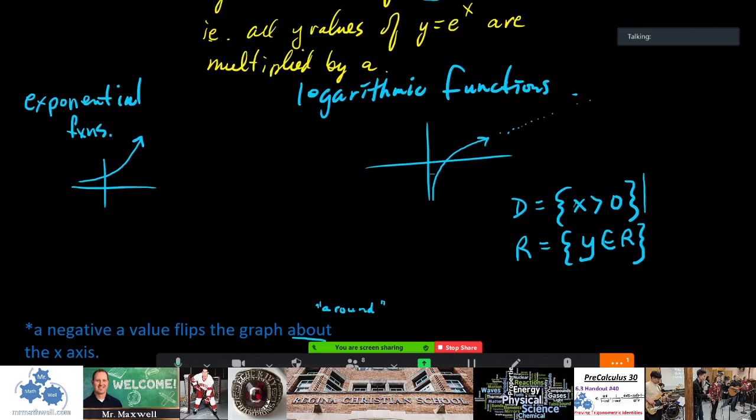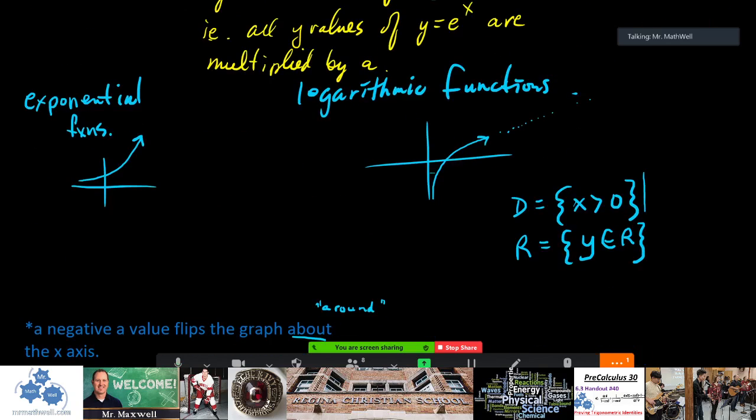So logarithmic functions look like this. They decrease down to negative infinity here. They go this way forever and never quite touch the y-axis, but get really, really close. And they pass through x equals 1. So there's an x-intercept for log functions, but no y-intercept.